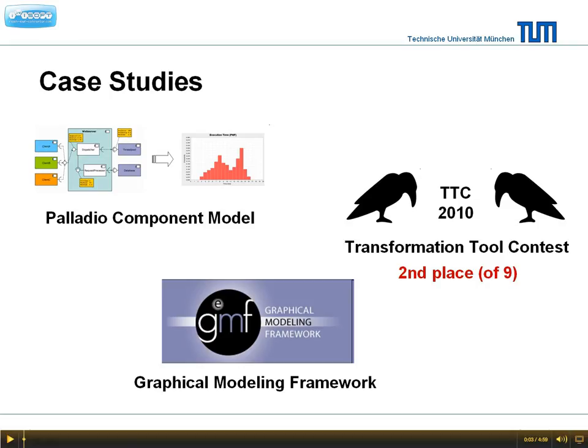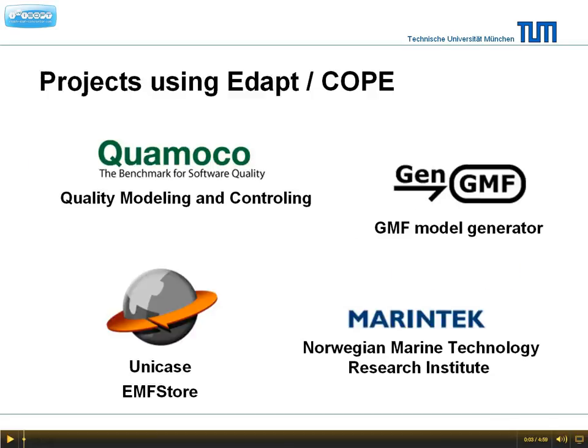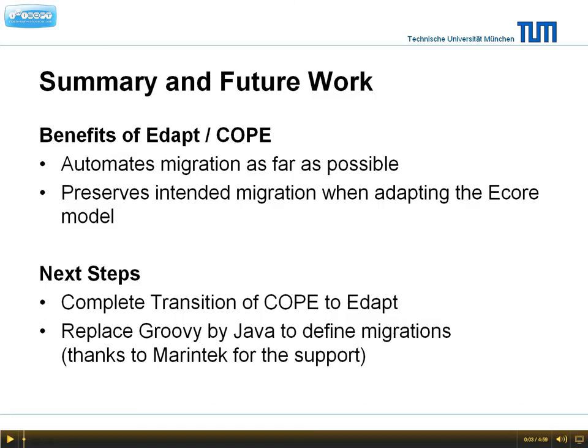COPE has been used in a number of case studies, for instance the Palladio component model or the Graphical Modeling Framework. We have reverse engineered both histories, and we have also participated in the Transformation Tool Contest and made second place out of nine. Then there are a number of projects using COPE. We use it at my university for quality modeling in ConQAT. Then it is used in Unicase and EMFStore. It is used in the GMF model generator, and also in a product of Marintek in Norway.